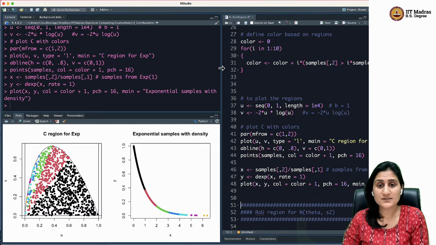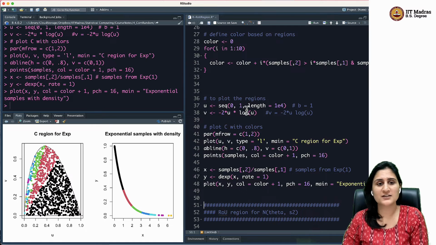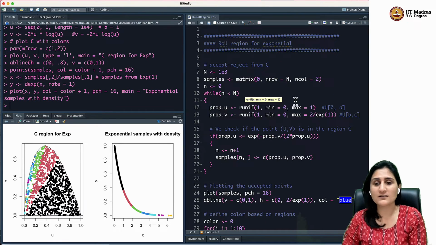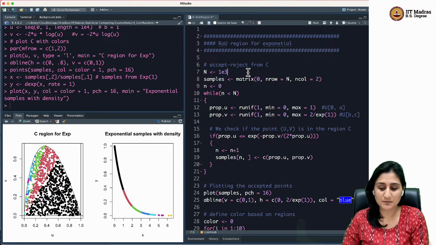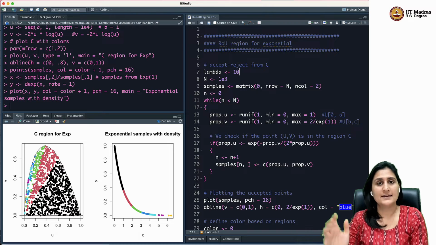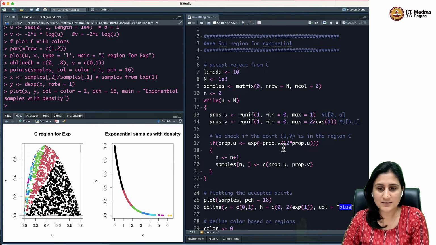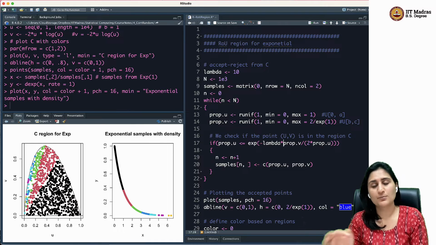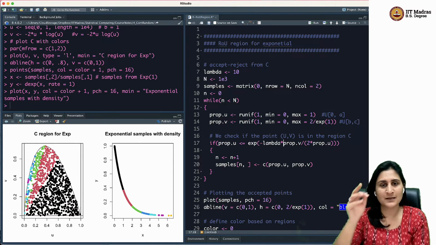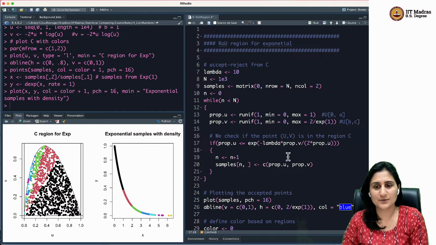Now I can repeat this process again if I want a different exponential. So instead of exponential 1, I can think of an exponential lambda, and I can set lambda equals, let's say, 10. Then in this case, this is e to the power minus lambda x. So this will be e to the power minus lambda times prop dot v by 2 prop dot u, square root, e to the power minus lambda x. That's exactly what this would be.